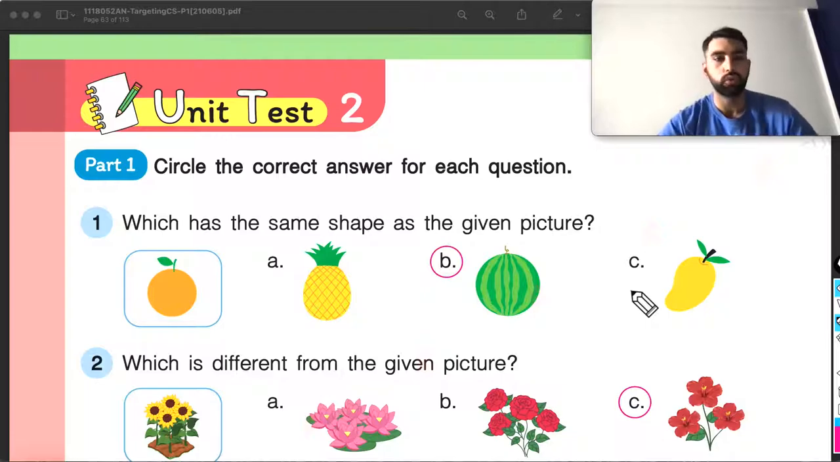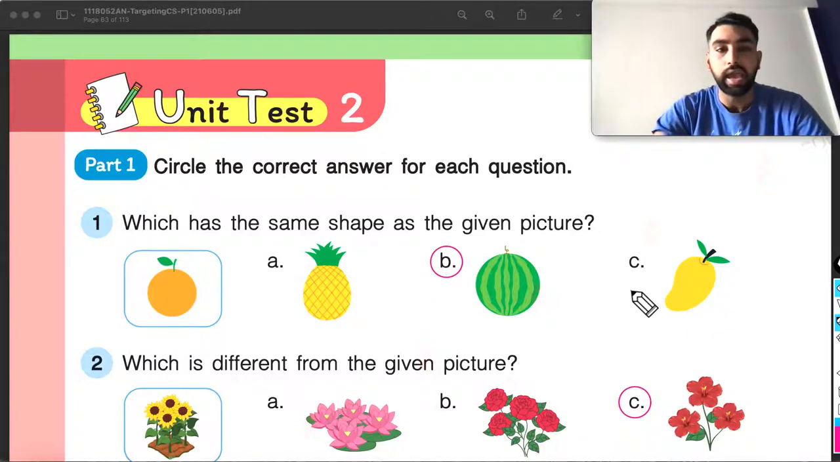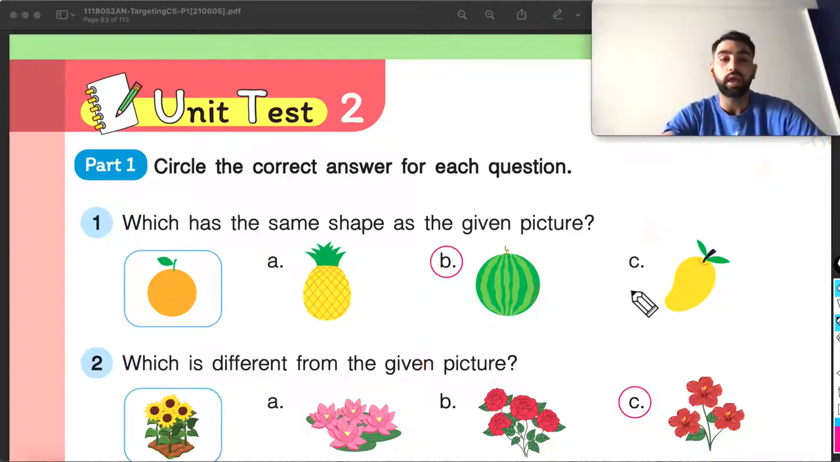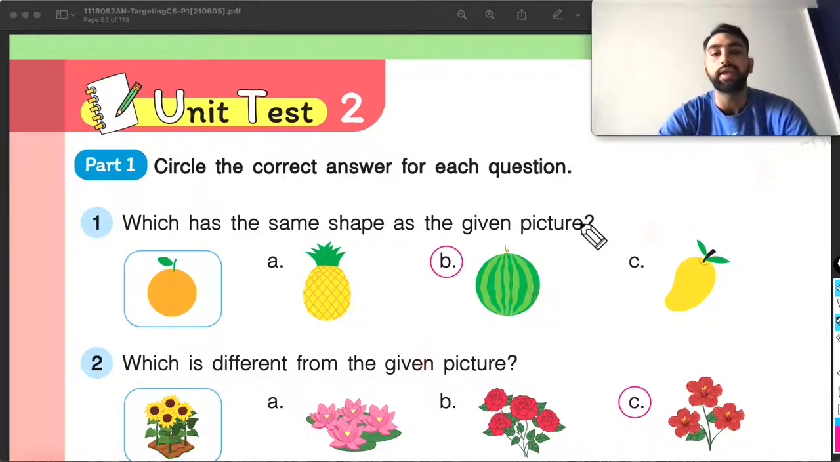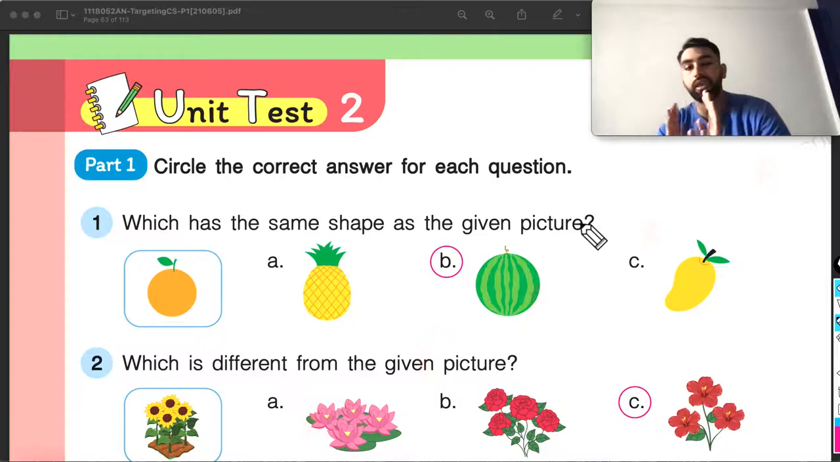Alright students, so we're gonna start the unit test. Unit test is all about what we studied in the unit and what we have understood in the unit, alright? We're gonna check how much you understood about this unit. So this is the test that you will be doing in your homework. Let's check it out. Okay, which has the same shape as the given picture? Which has the same shape, alright?